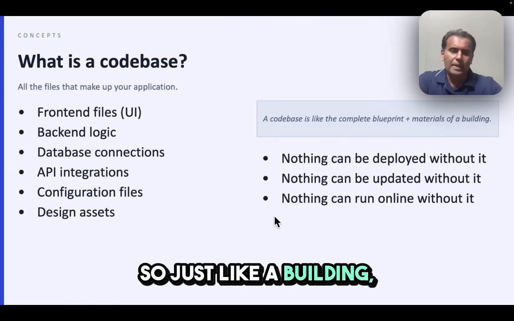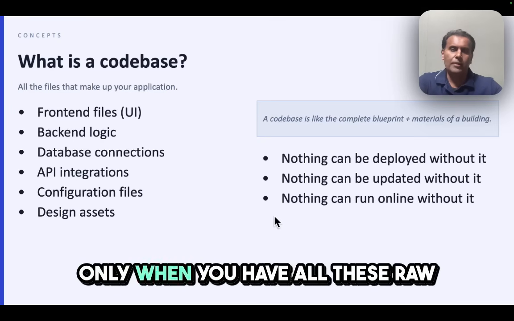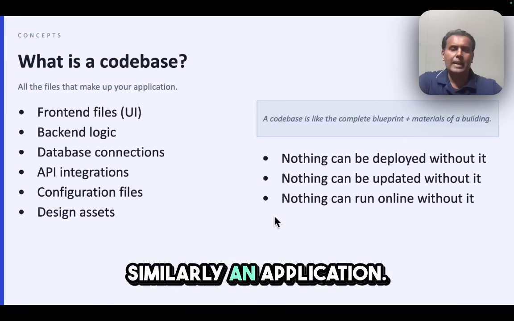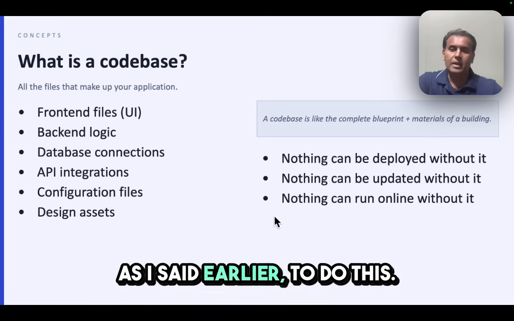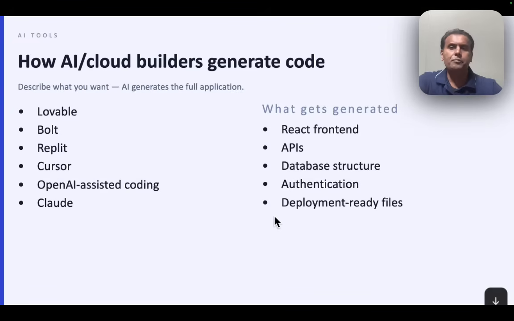So just like a building, you need cement, you need iron, you need bricks. So the code base is like that. Only when you have all these raw materials can you build a building, similarly an application. But these things are given by Claude. As I said earlier, this is where the software engineer's job was.